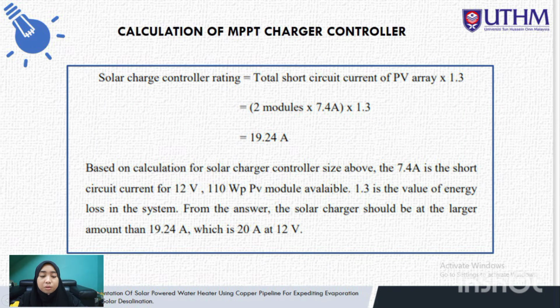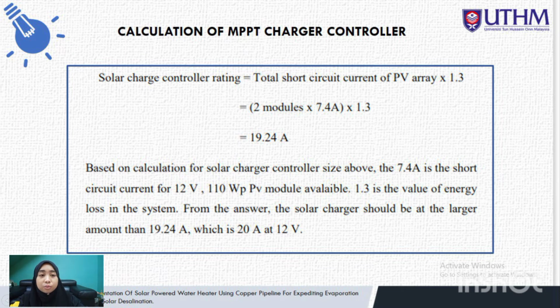And then for the charge controller, the calculation uses the formula: total short circuit current of the PV array, that is our PV module, multiplied by 1.3. 1.3 is the value of energy loss in the system. The 2 modules that we have calculated just now, multiplied by 7.4 ampere. 7.4 ampere is the short circuit current for the 12 volt 110 watt peak PV module that is available. Multiply by the energy loss in the system.